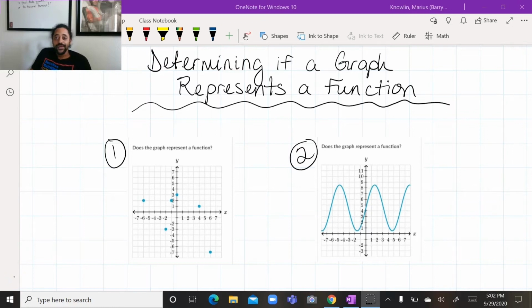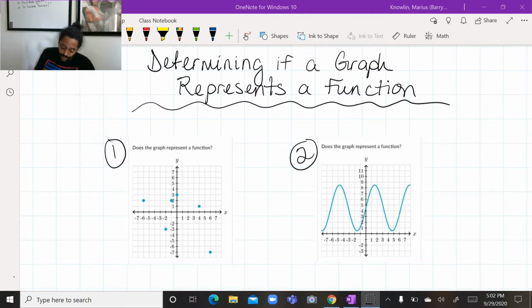Alright, welcome back. So today's little lesson will be about determining if a graph represents a function. Okay? So to determine if a graph represents a function, we're going to do something that's very simple. It's called the vertical line test.